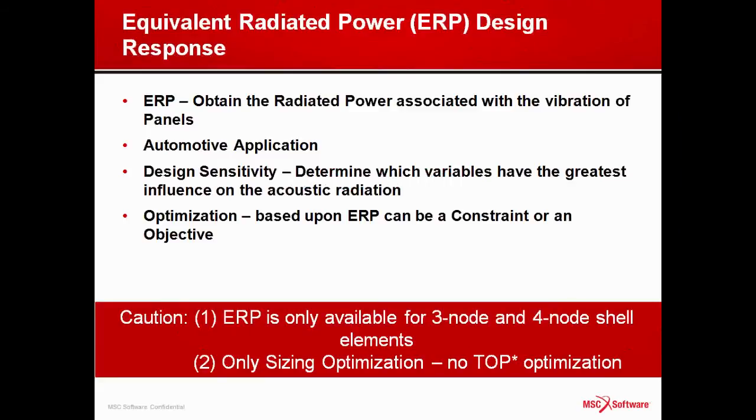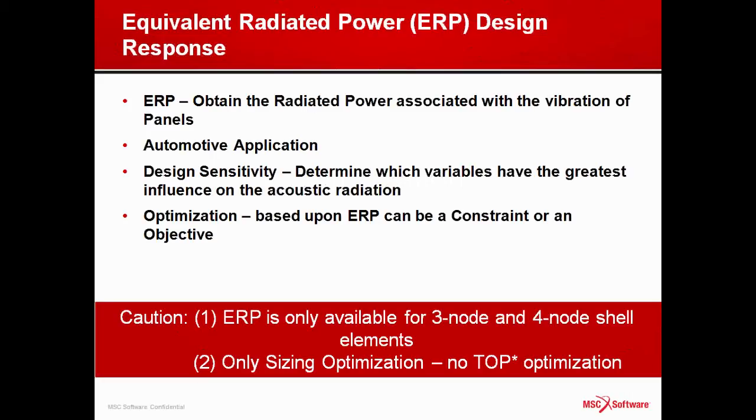Moving on to optimization, we talked a little bit about optimization in conjunction with fatigue. We've also added some optimization capabilities in conjunction with ERP, equivalent radiated power. This is generally used in the automotive industry to get a quick evaluation of the acoustic content that's transmitted. And these values can now be used as an objective function, so we could say minimize the ERP, the radiated power, on a particular panel, or we could say design or change the thickness of my door such that it satisfies the constraint on the amount of radiated power.